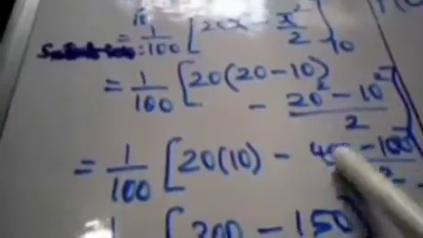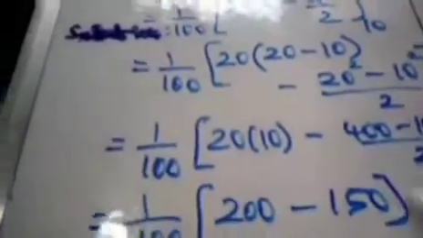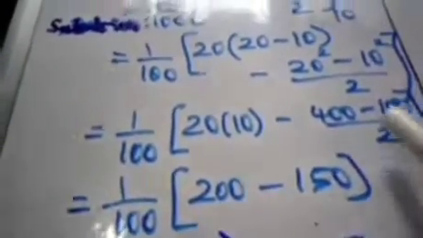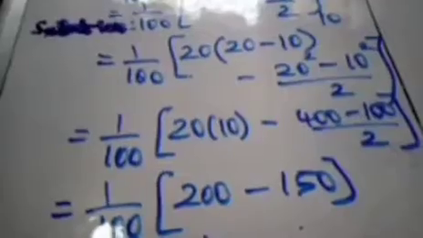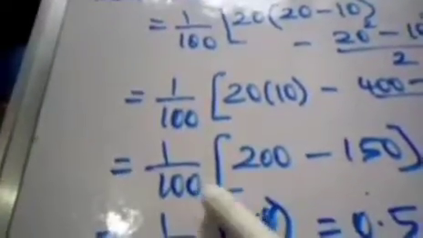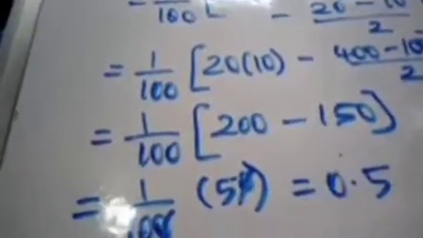Minus 20 square is 400, minus 10 square is 100, by 2. So 1 by 100 of 100 is 200. Minus 400 minus 100 means 300 only. 300 by 2 means 150. So 1 by 100, 200 minus 150 is 50.